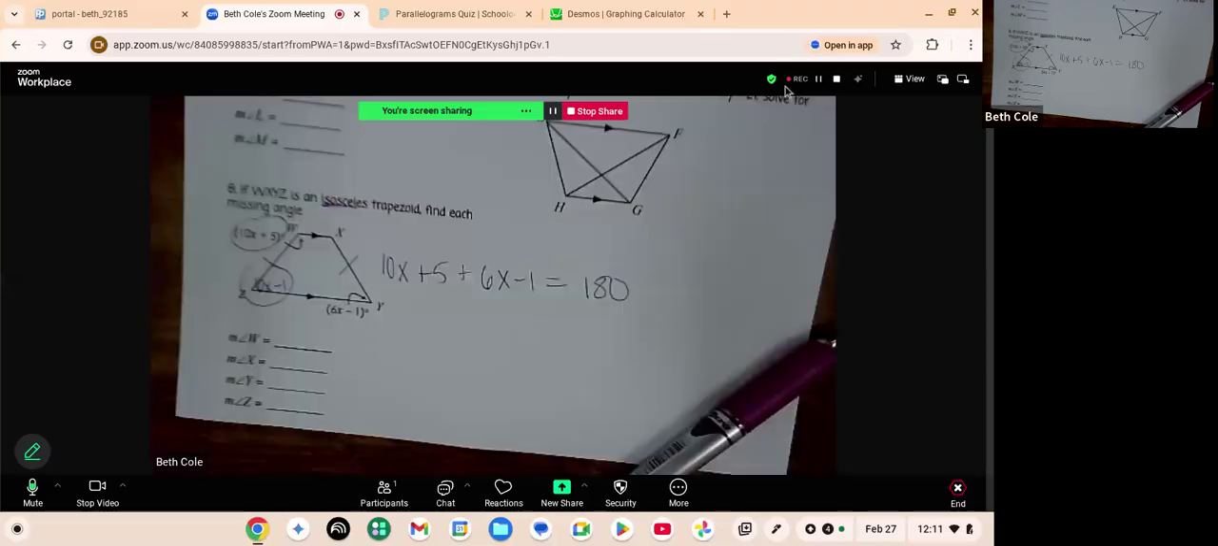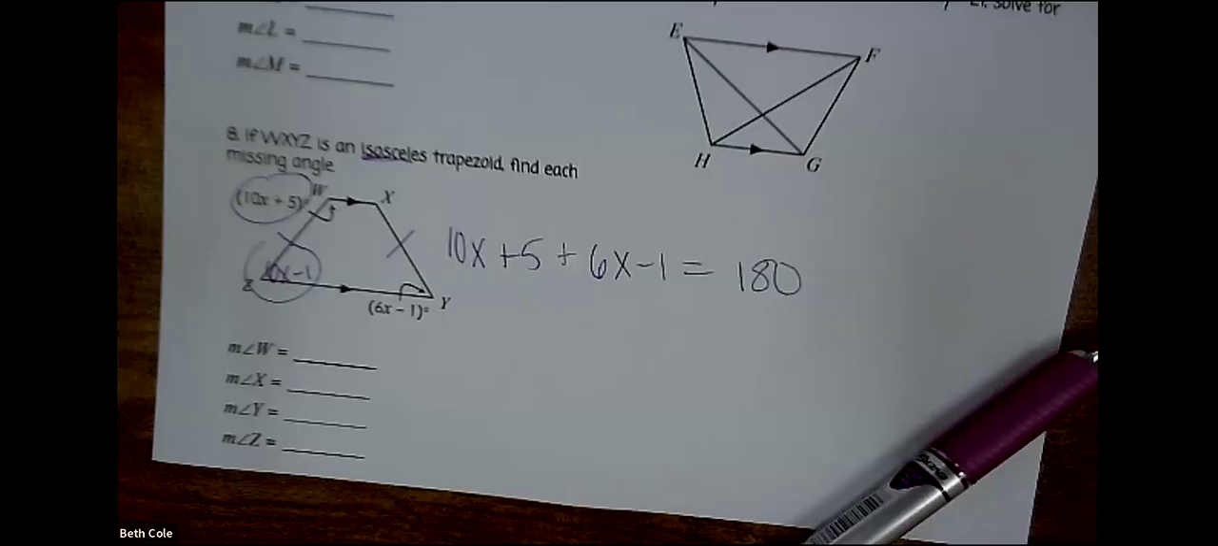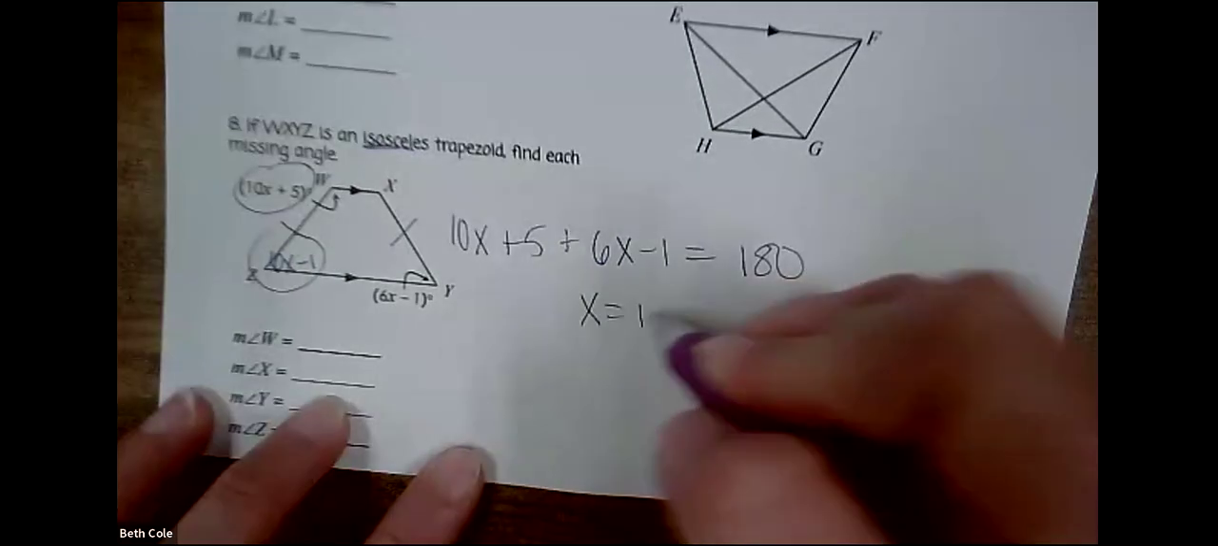I want something else. All right, come on, computer. Here's my cursor. Trying to stop sharing. All right, so x is 11.